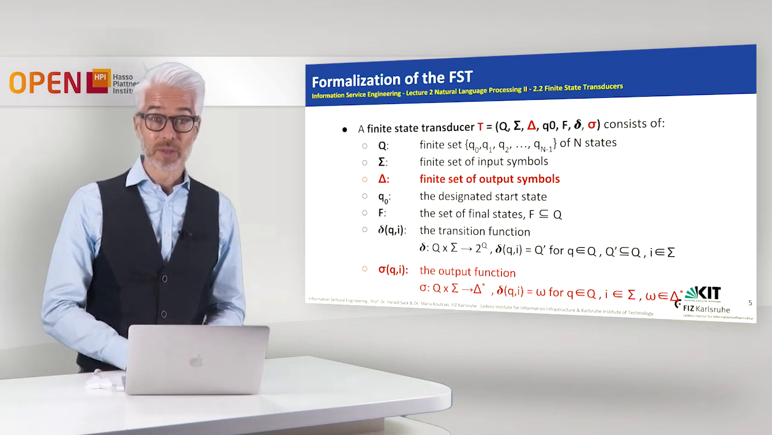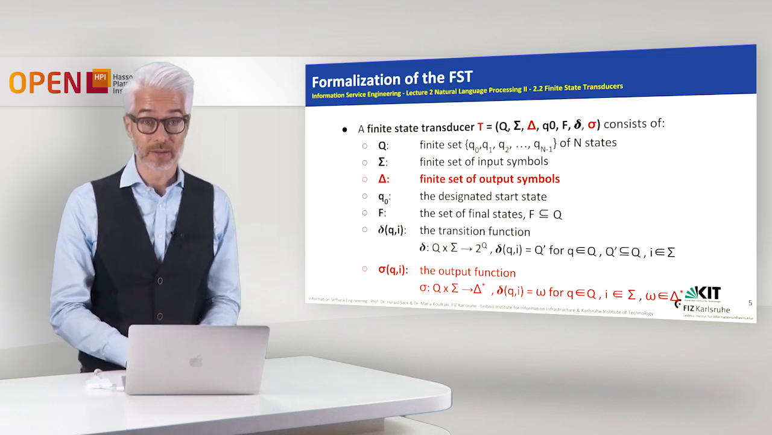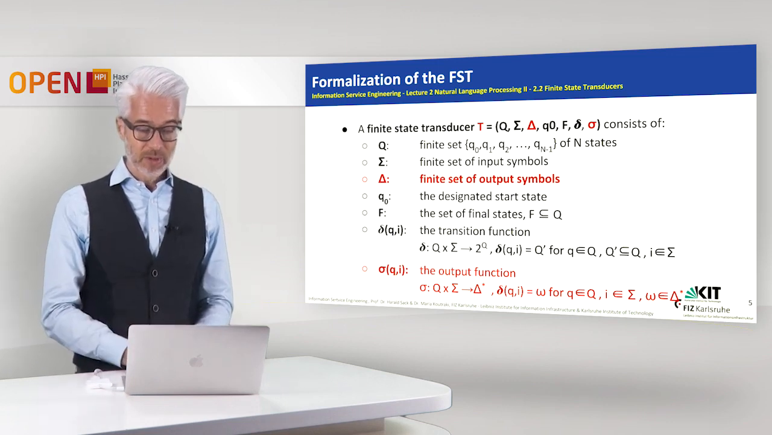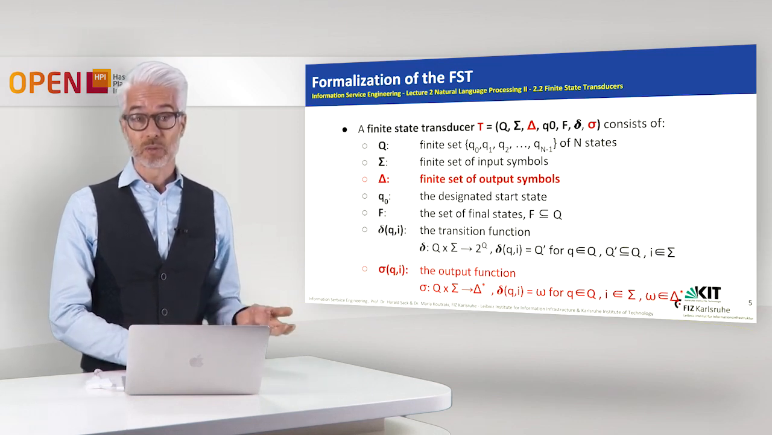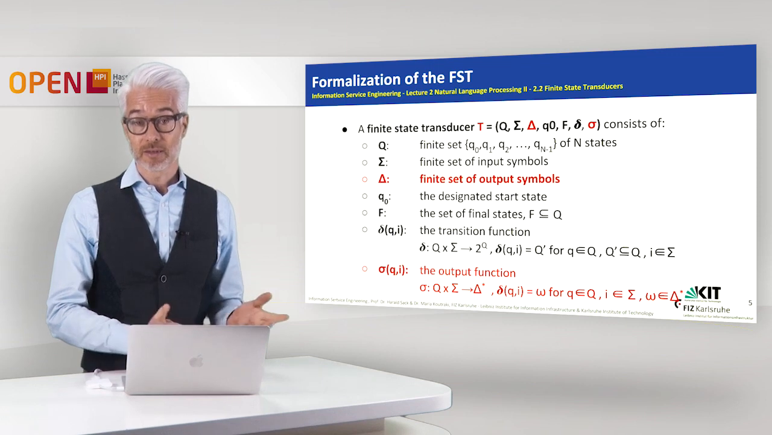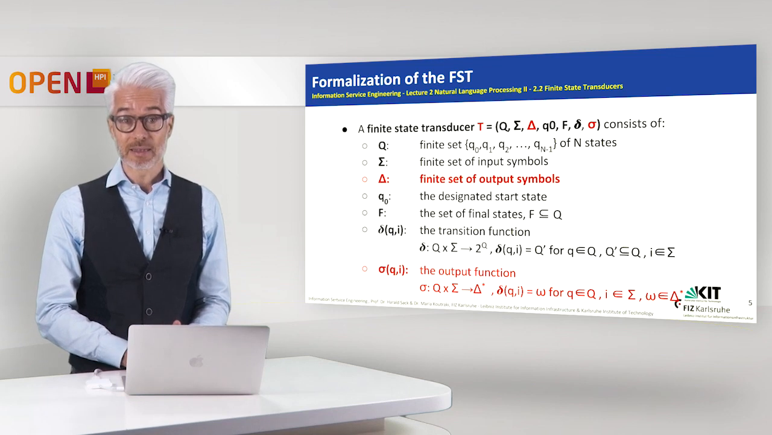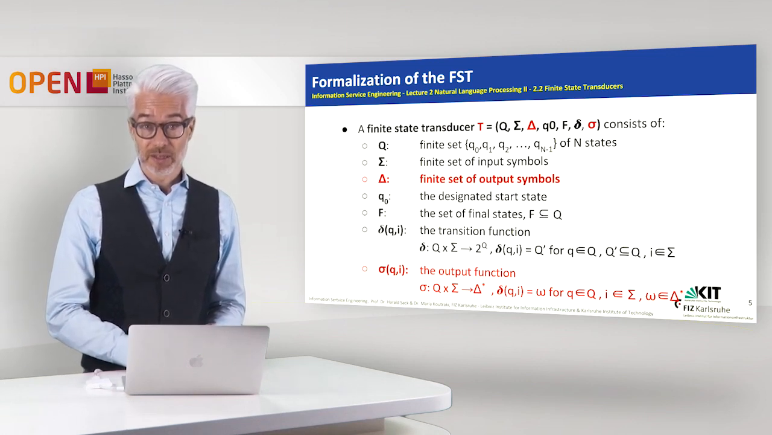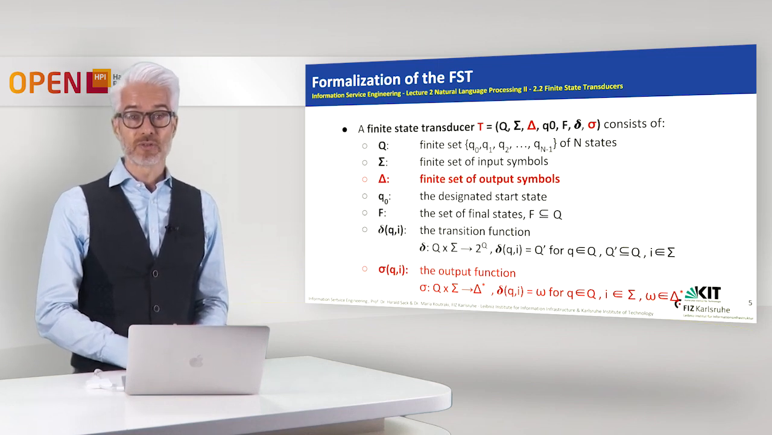We extend now simply our already existing definition in the following way, that we define a finite state transducer T, which now consists of an even larger tuple. And the tuple again consists of a finite set of states Q, and of course we have the finite set of input symbols. This is all the same, but now we also have a set of output symbols. This is capital delta. It's a finite set of output symbols. Then we have the designated starting state or initial state Q sub 0. We have the set of final states F. We have the transition function delta.